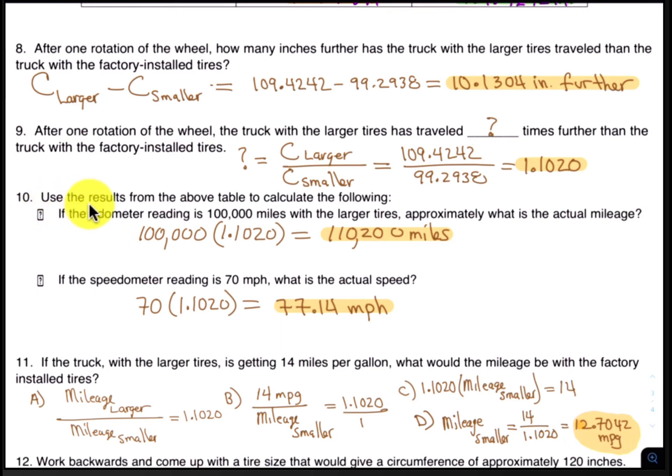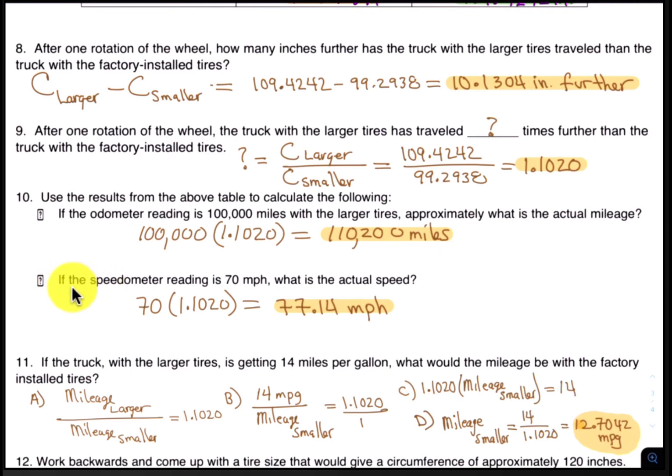Number 10. Use the results from the above table to calculate the following. If the odometer reading is 100,000 miles with the larger tires, approximately what is the actual mileage? Well, the actual mileage is going to be more than the 100,000. We take the factor here, which is the 1.1020, and we just multiply that by the odometer reading. And you multiply those two numbers and you get 110,200 miles. So that's the actual miles driven.